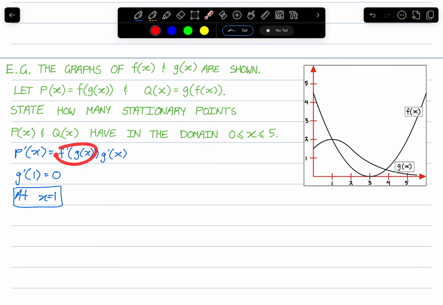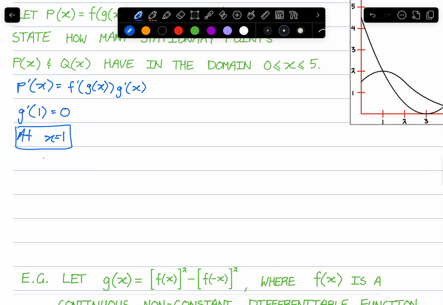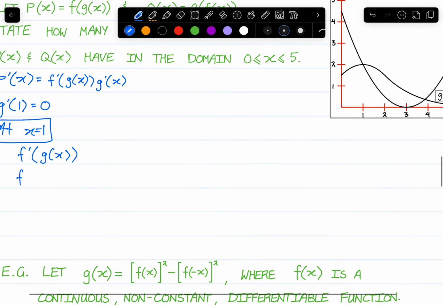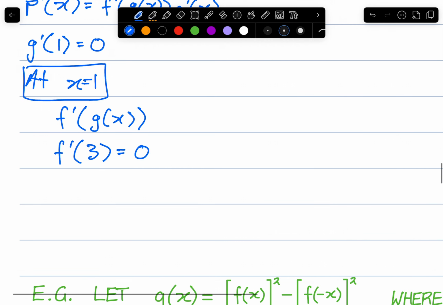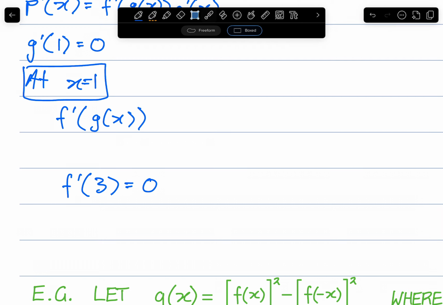But now let's think about this composite function. I'll write it here: f prime of g of x. I hope you can see that f prime of 3 gives us 0. But now there's a step in between here. F prime of 3 will come from the result of g of x. So the question now becomes, when does g of x equal 3?